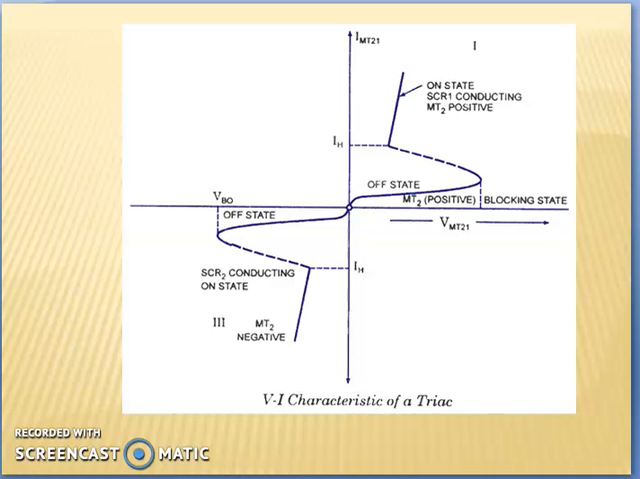The circuits which are used in the gate for triggering the triac are called the gate triggering circuits. The gate triggering circuits are just the same as those which we have used in the SCRs, which are responsible for generating the trigger pulses to fire the triac. This is the VI characteristics of triac.